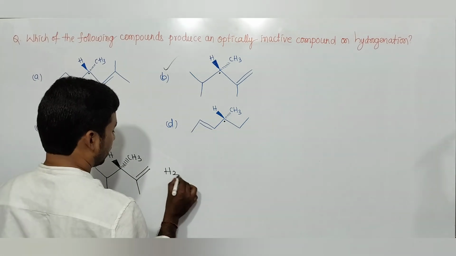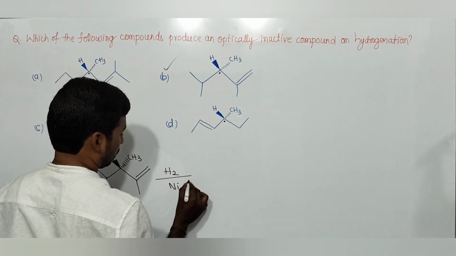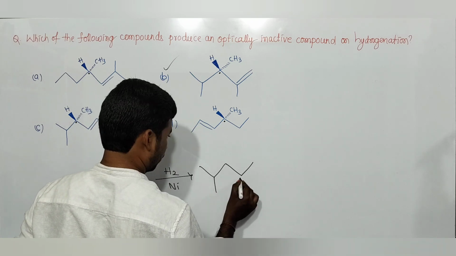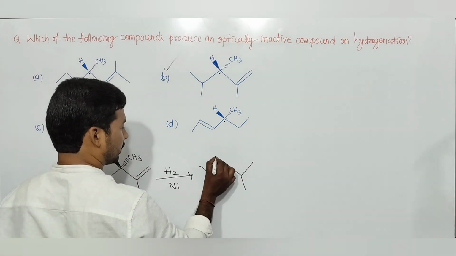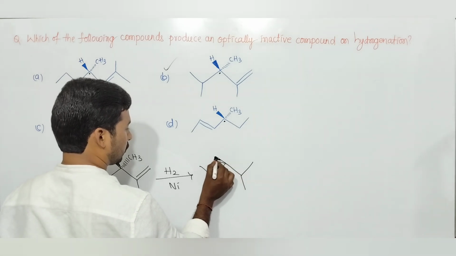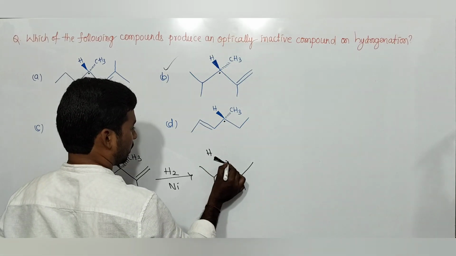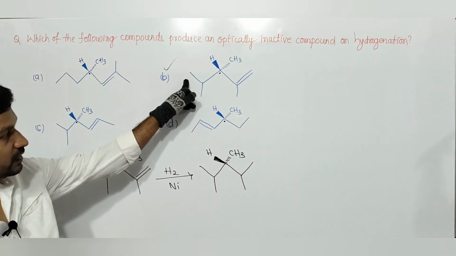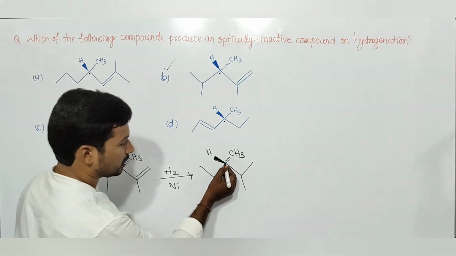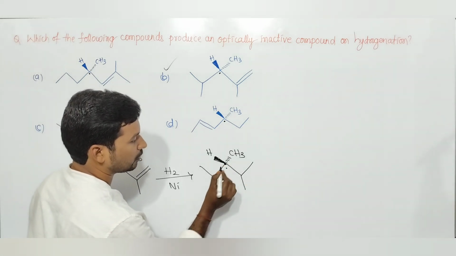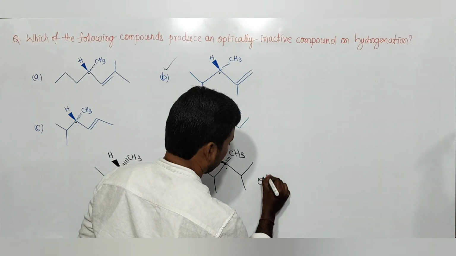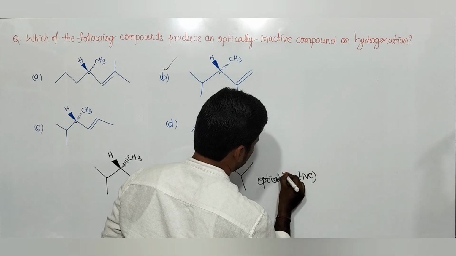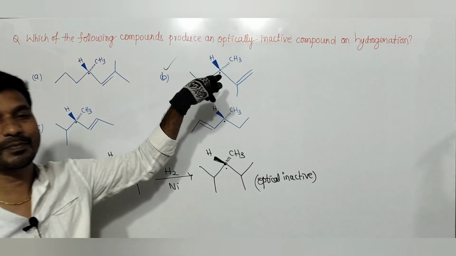After addition of hydrogen, a double bond disappears. Here what is present? H, and here what is present? CH3. This is optical inactive. After addition of hydrogen, this becomes optical inactive, because these two are the same, aren't they? On this carbon these two are the same, that's why this is optical inactive. So option B is the correct answer, that upon hydrogenation it becomes optical inactive.